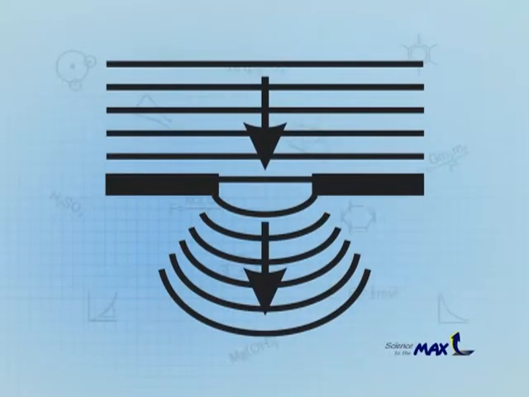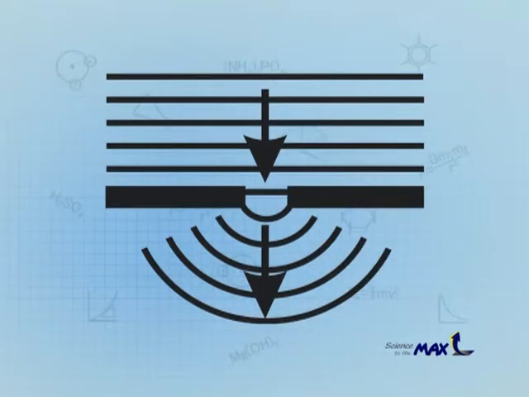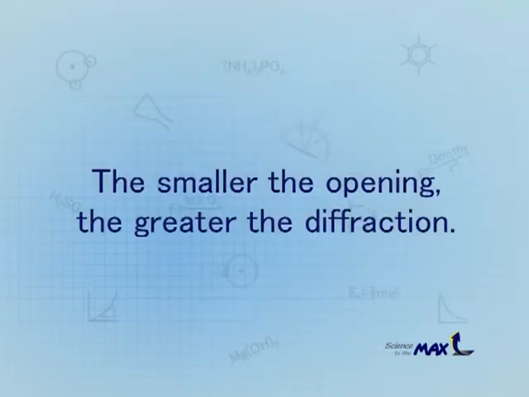What will happen if you change the size of the opening? As the opening gets smaller, the wave is diffracted more and more until eventually the wavefronts are circular. So, the smaller the opening, the greater the diffraction.